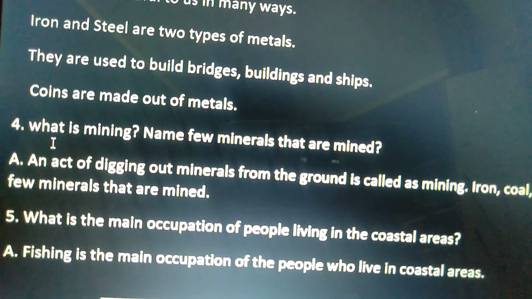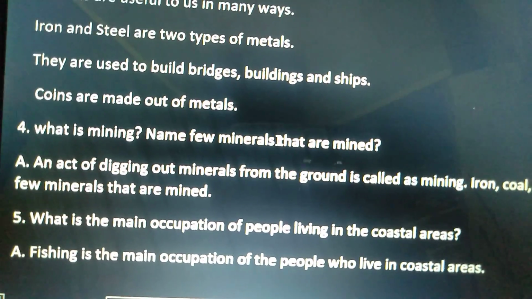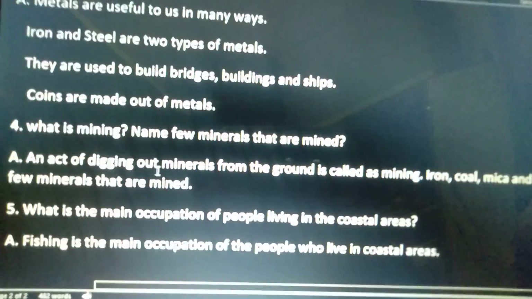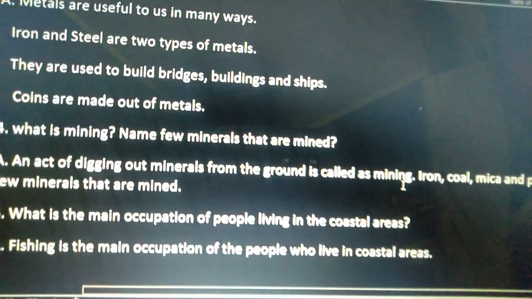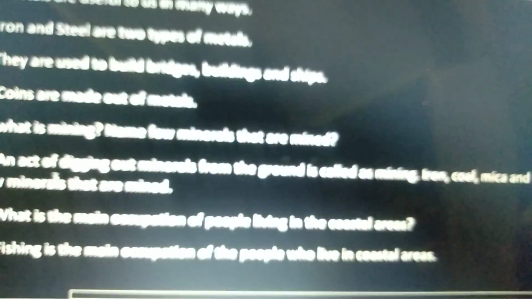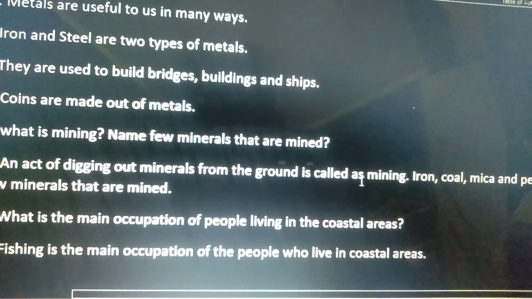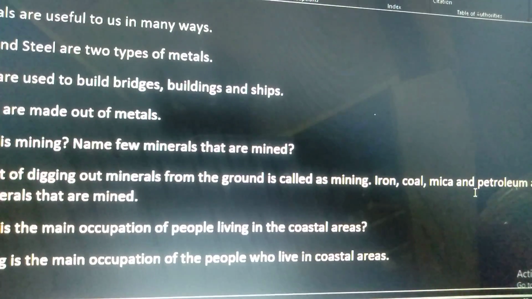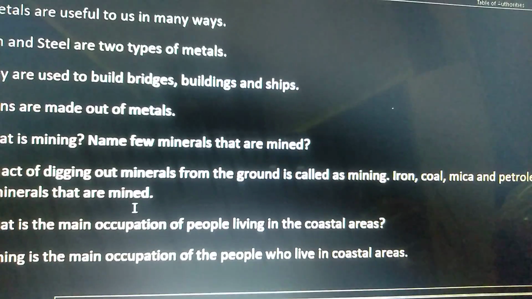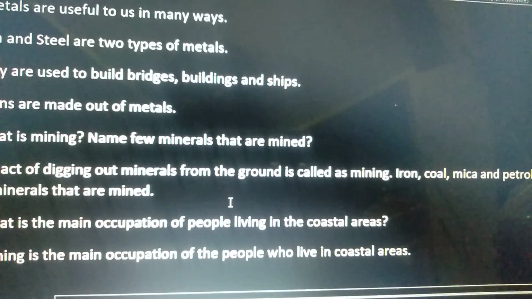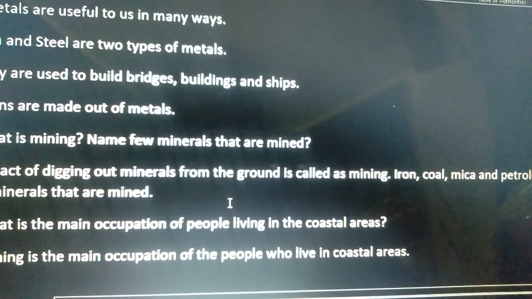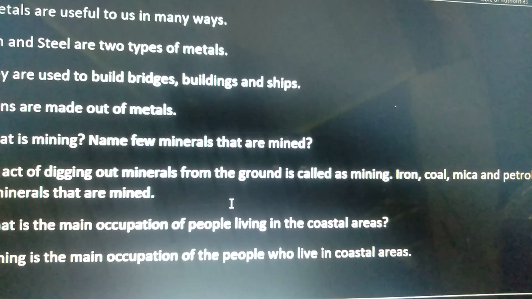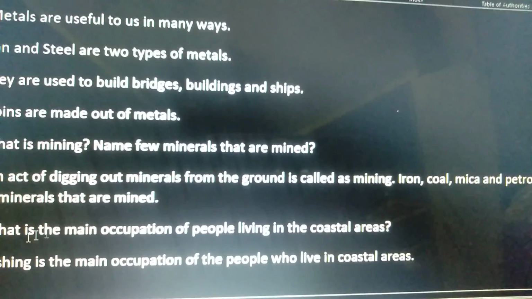Fourth one. What is mining? Name few minerals that are mined. An act of digging out minerals from the ground is called mining. Iron, coal, mica and petroleum are few minerals that are mined.